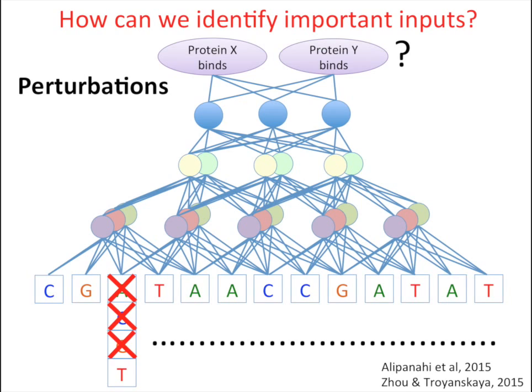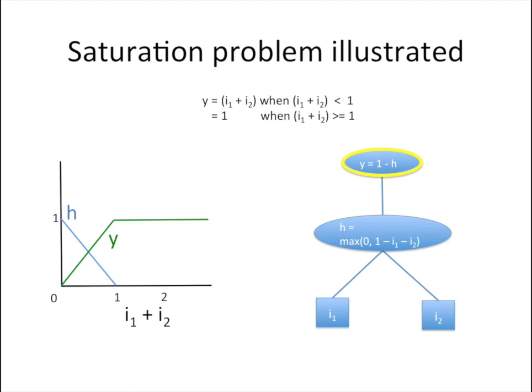Every time you make a perturbation, you have to recompute the output. When your input is very large, this can rapidly become prohibitive. Another, perhaps more subtle, problem is susceptibility to saturation effects.